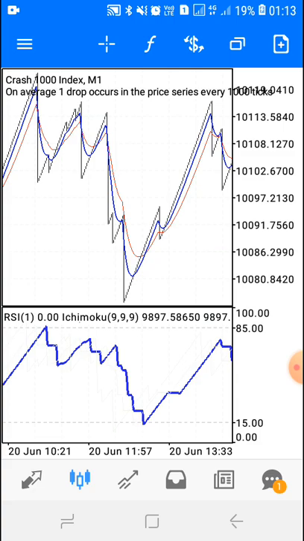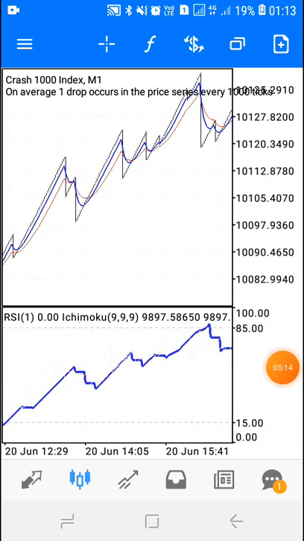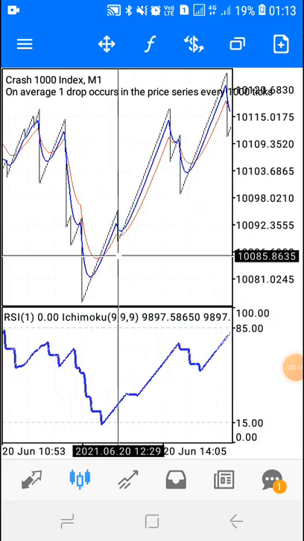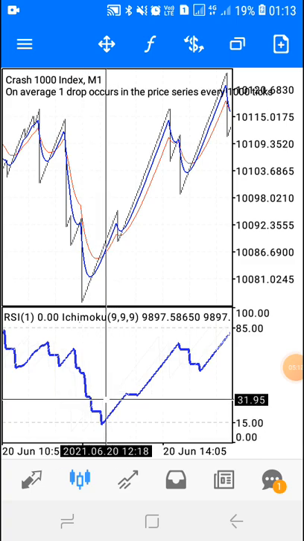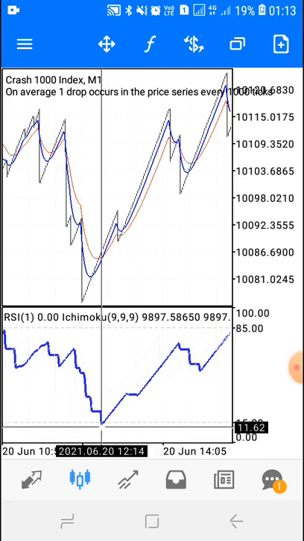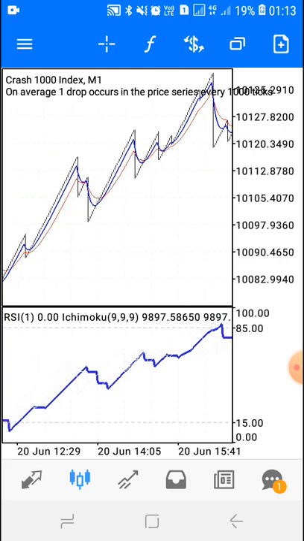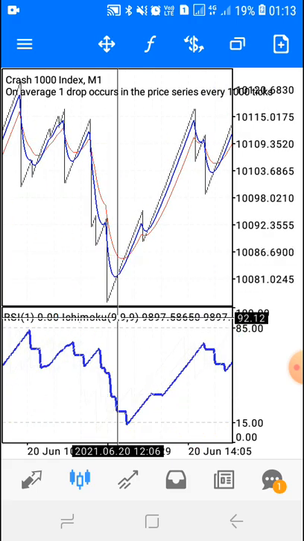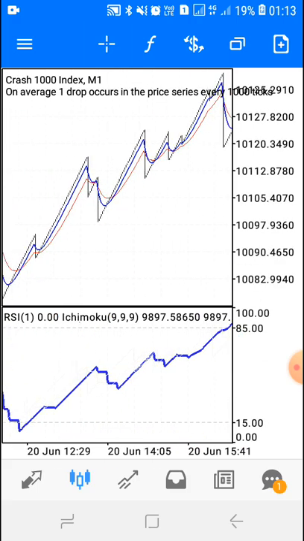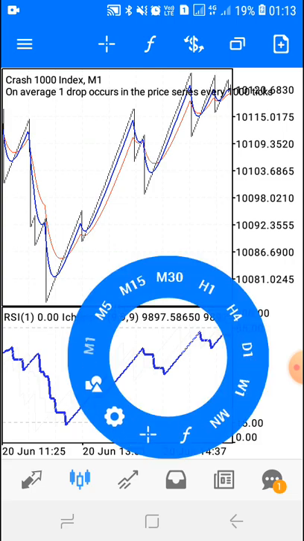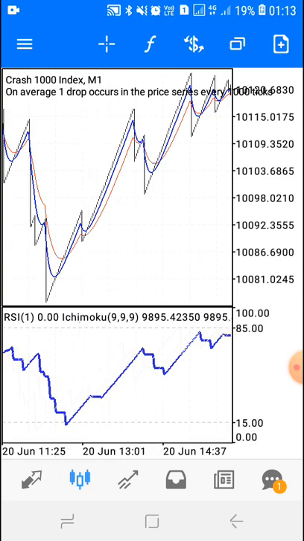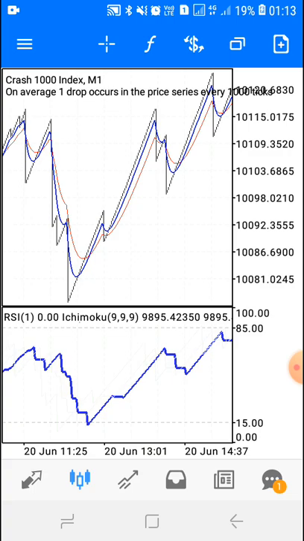So you need to make sure that the Ichimoku at the bottom isn't moving. And once you see that, check this out. This Ichimoku over there wasn't moving, right? It stayed at the 15 level, but as soon as you moved it, it went below the 15 level of the RSI. Okay, so what does that mean? It means that it didn't move, okay?